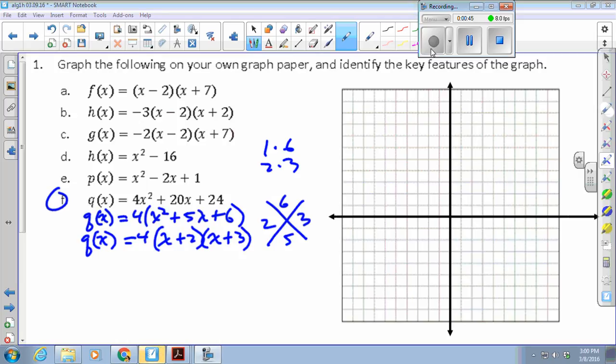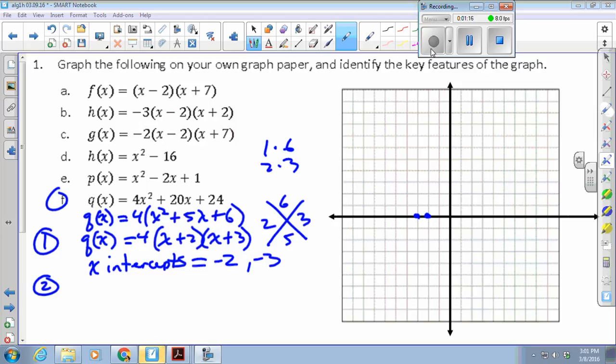Therefore, step 1 almost complete. My x-intercepts are -2 and -3. So we plot those points at -2 and -3. Those are pretty close together, aren't they? All right, step 2. We want to find the axis of symmetry.